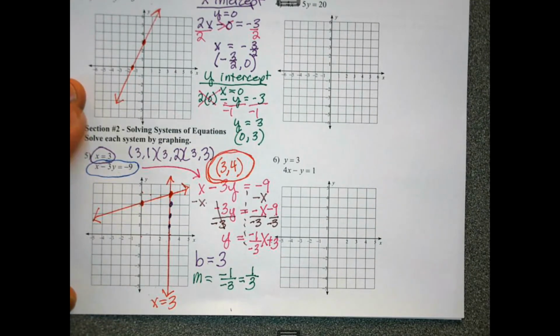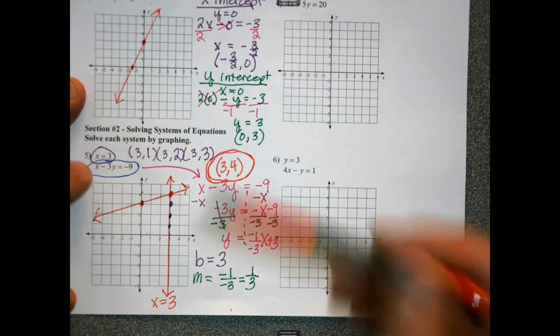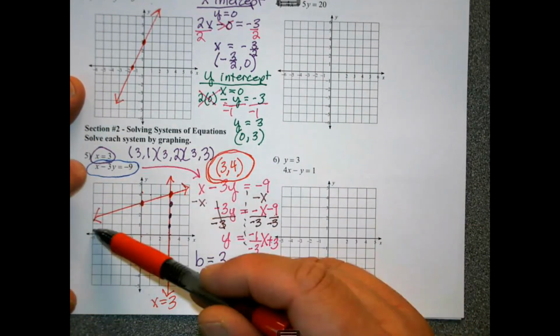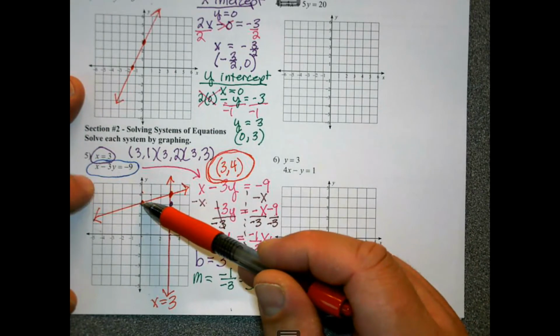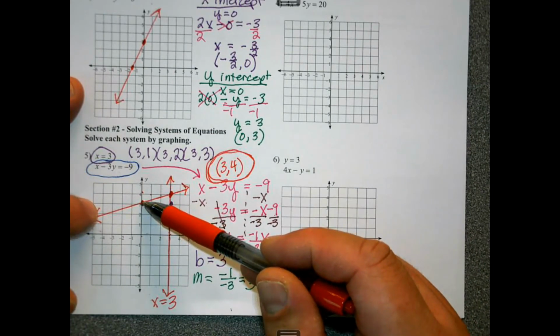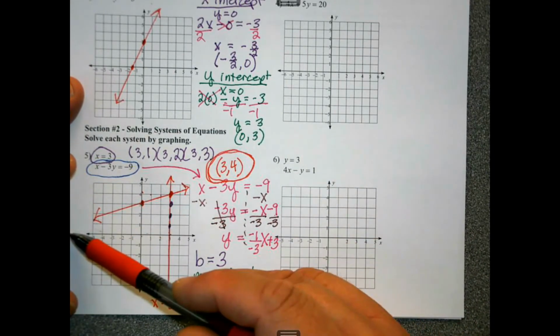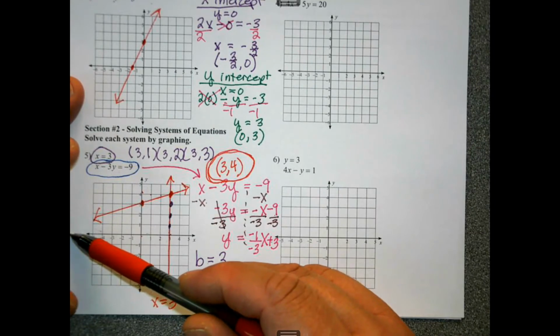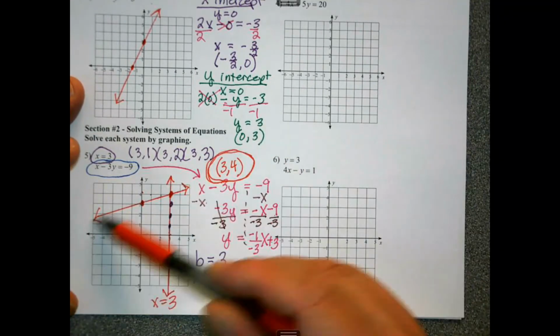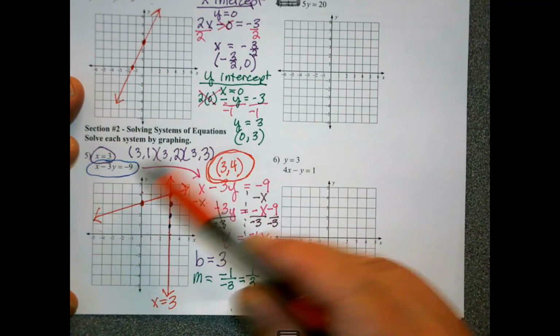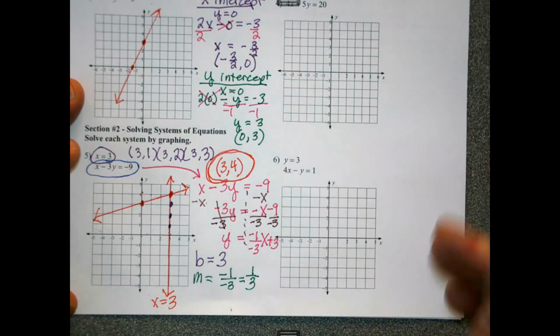Questions, comments, concerns? Now, you could have found the x and y intercepts here. The y intercept's not that bad, but the x intercept would have been way out here. So sometimes you might have to do a little extra work solving for y.